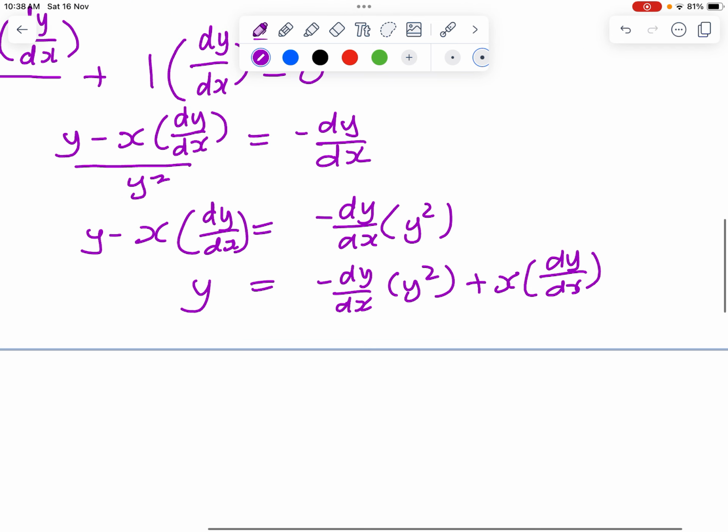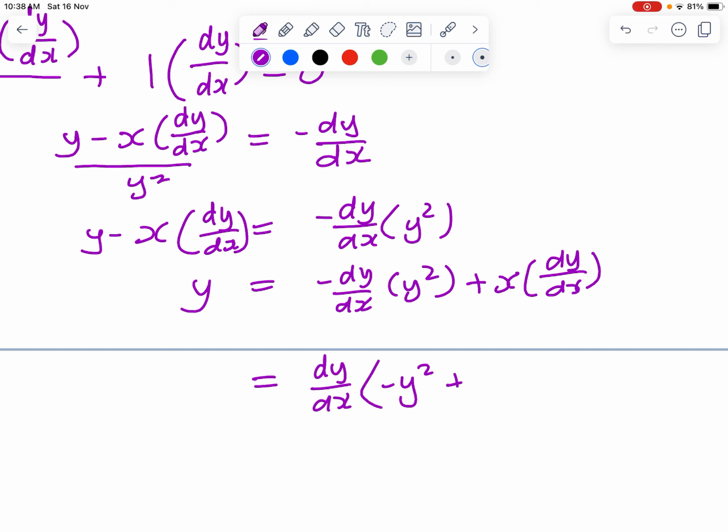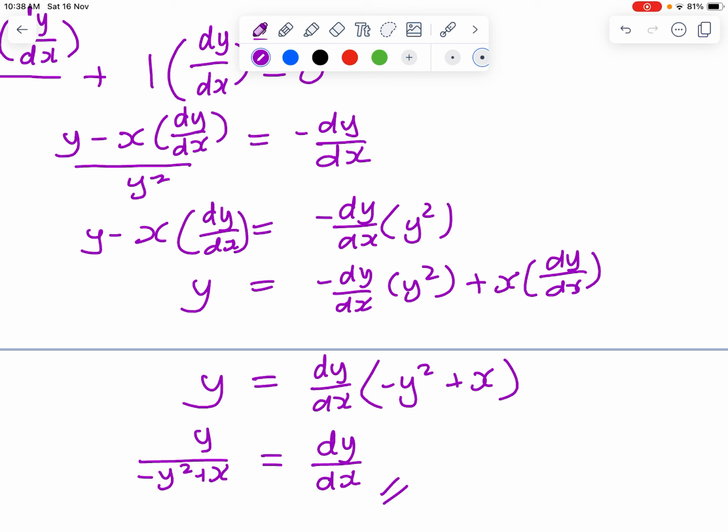And so now our next step is we can see that the dy by dx, we can factor it out. So we can have dy by dx by itself multiplied by negative y squared plus x, and we factored it. So if you want to double check, you expand it, it should be the same as this one, equals y. So now, easy, we can just divide both sides by negative y squared plus x, and there you have it. We have dy by dx equals y over negative y squared plus x.